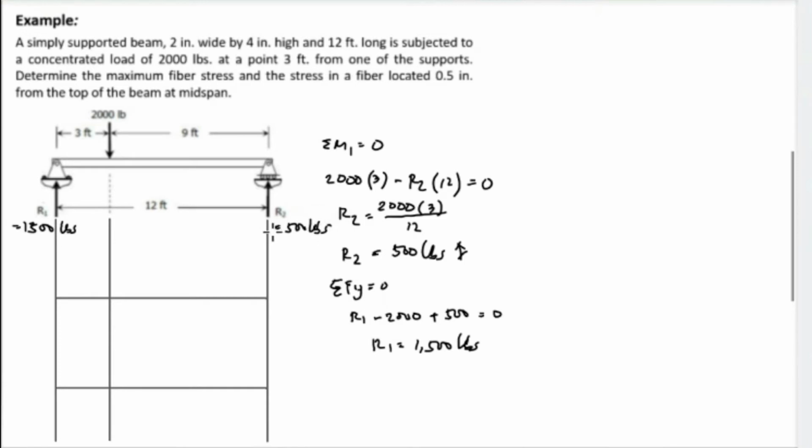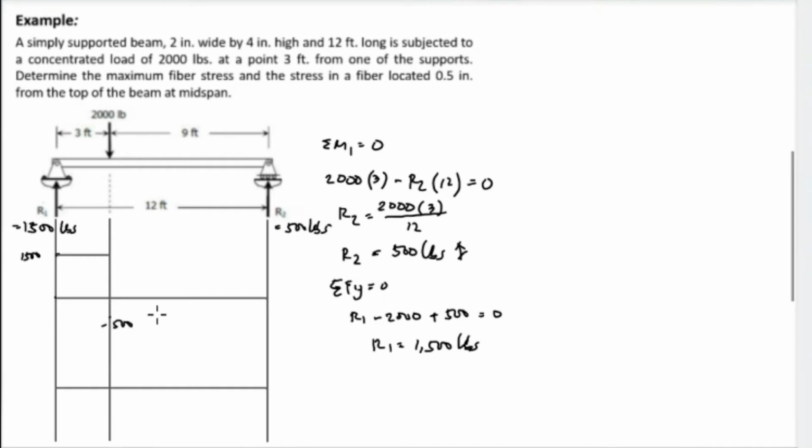Let's start with the shear diagram. So first, at point 1, we have a reaction of 1,500 pounds, and it is upward. So in this case, this will be 1,500, and from 1 up to the concentrated load, no load, so therefore it is a horizontal line. So from this point up to the concentrated load, the value is the same at 1,500. From this point, we have 2,000 pounds, and it is downward. So 1,500 minus 2,000 is equivalent to negative 500.